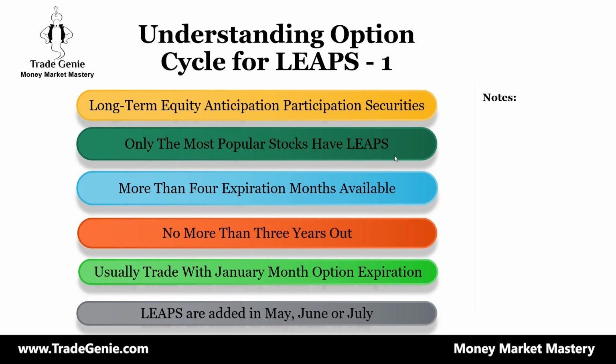Long-term options have more than 4 expiration months available, no more than 3 years out. They have a limit of 3 years. I mean, they realize that you don't need options more than 3 years; you can always roll. LEAPs usually trade with the January option expiration cycle, and then other months added are May, June, July. I don't trade LEAPs, but this is what I read: January is the month, and then May, June, and July are added.